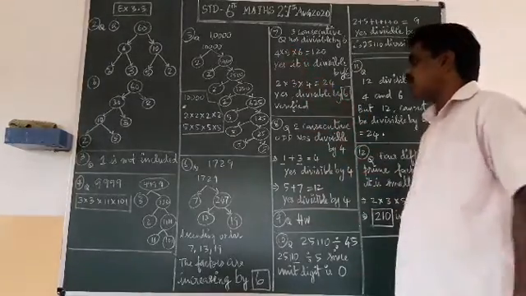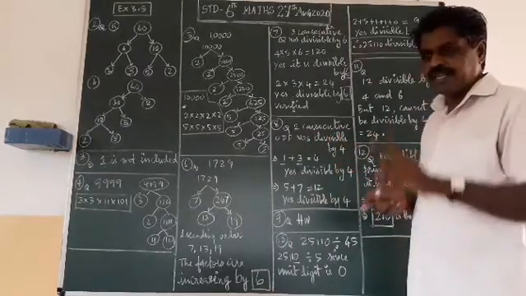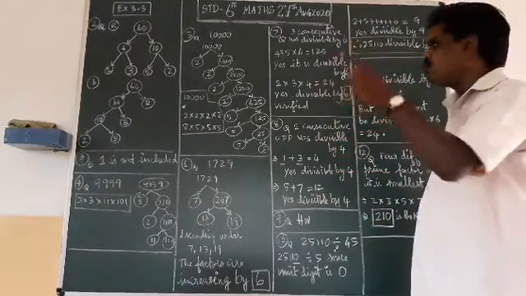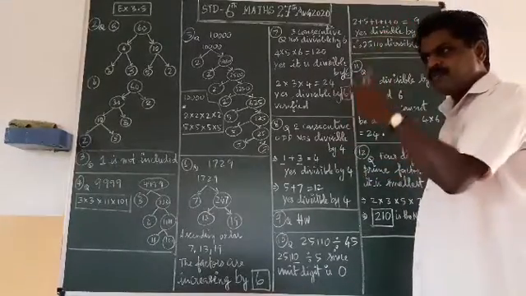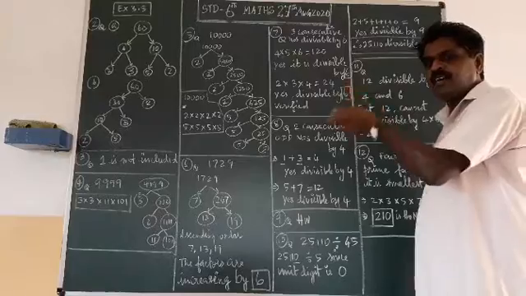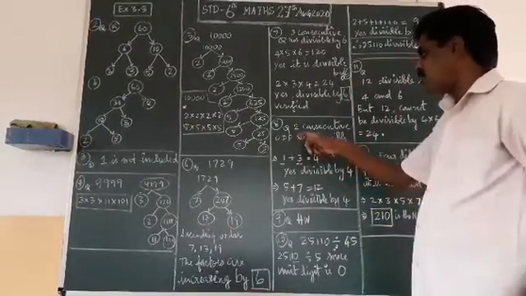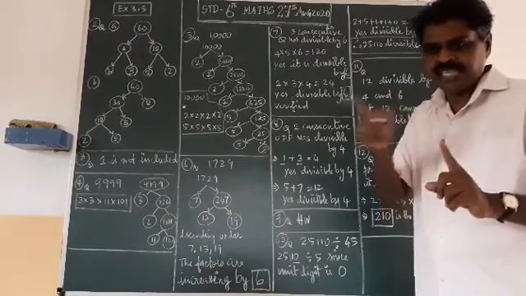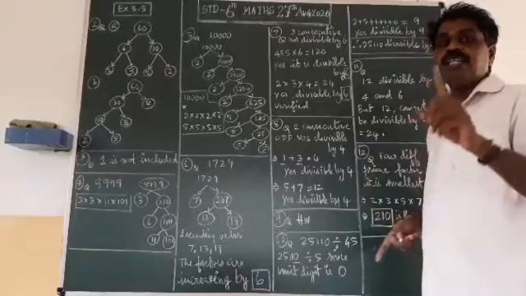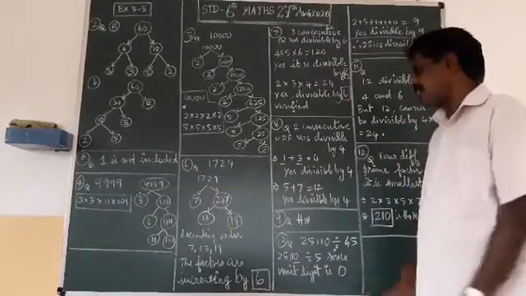That is the seventh question. Eighth question: two consecutive odd numbers. Write 1, 2, 3. 1 is an odd number, the next odd number is 3, then 5, then 7. From these you select consecutive odd numbers. If you add two consecutive odd numbers, the sum is divisible by 4. Check it, verify it.